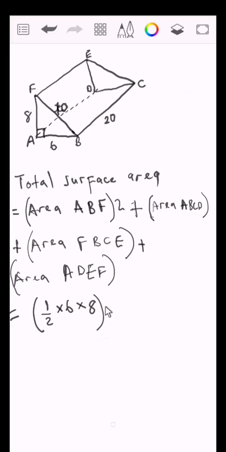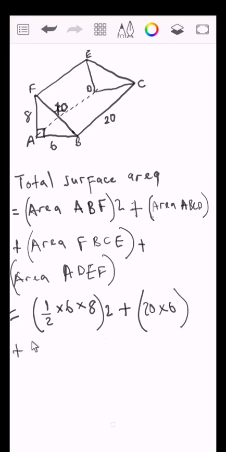Then this is multiplying 2, remember? Plus the area of ABCD. Since this is a rectangle, the area is going to be length times width. And our length is 20, our width is 6. Correct, here we just say 20 times 6.